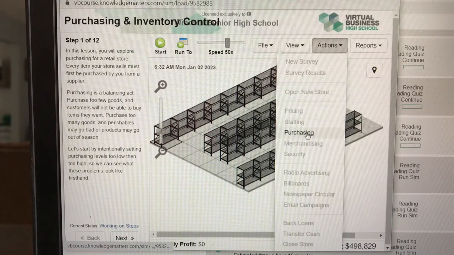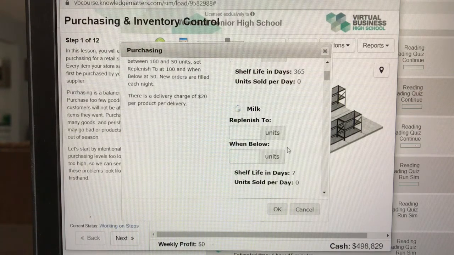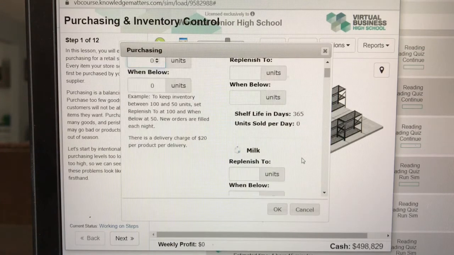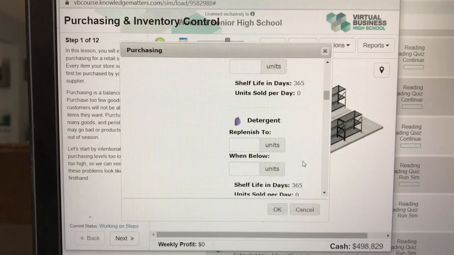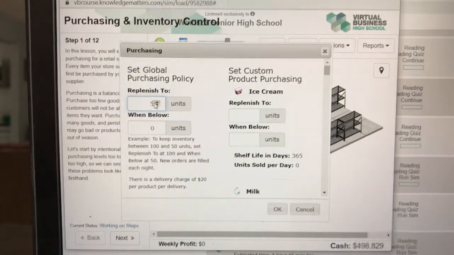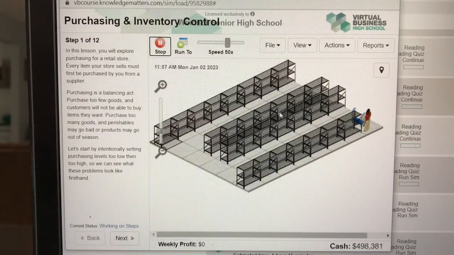So actions of purchasing. So what this says is we're going to replenish to a certain amount of units when we fall below a certain amount of units. So you can set a global purchasing, but some items you're going to sell less of. If you look at right now, they sell a lot of ice cream. They're not selling hardly anything right now because we don't have anything on the shelves. So let's just do a global amount. Let's do 50 items. And when it falls below 25, we're going to reorder, okay? And we're going to see how effective this is, okay? So we should get some stock in.